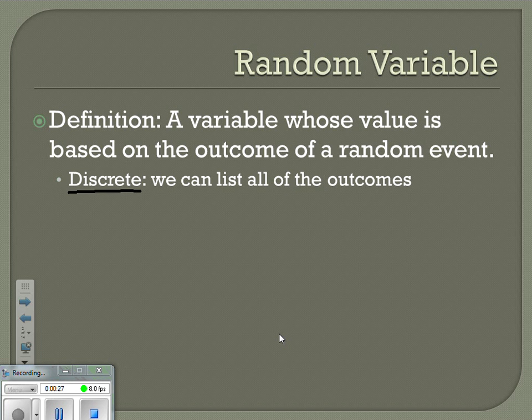You have a discrete random variable where you can list each of the individual outcomes. Flipping a coin, right? Heads, tails, heads, tails, heads, heads, heads, tails, tails, tails. Making a basketball shot, we can count the number of shots, right? There's a discrete number. You can't make 6.5 shots. It's 6 shots, 7 shots, 8 shots.